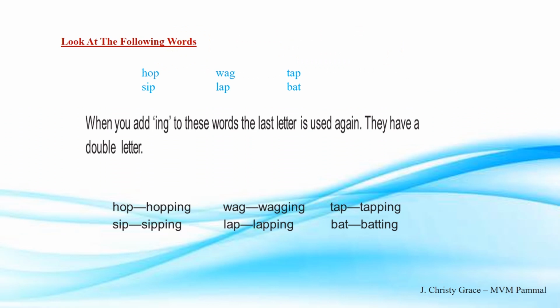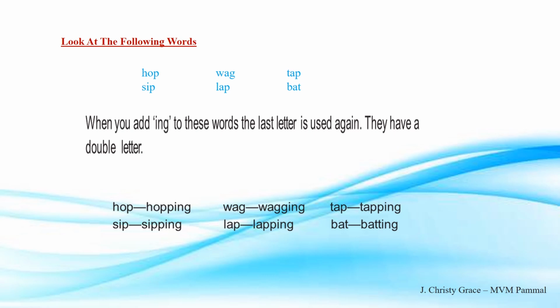When you're adding ing to these words, the last letter is used again. They have a double letter. Just see below, hop. When we add ing to the word hop, we have to double the last letter of the word. So, hop means hopping. H-O-P. We have to add another P, then ing. Hopping. Wag. Wagging. W-A-G-G-I-N-G. Wagging.